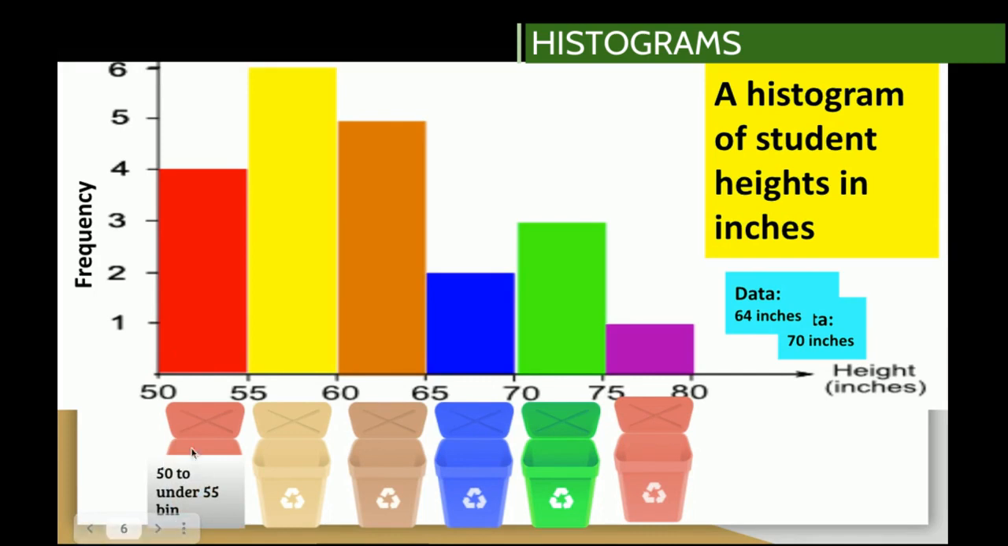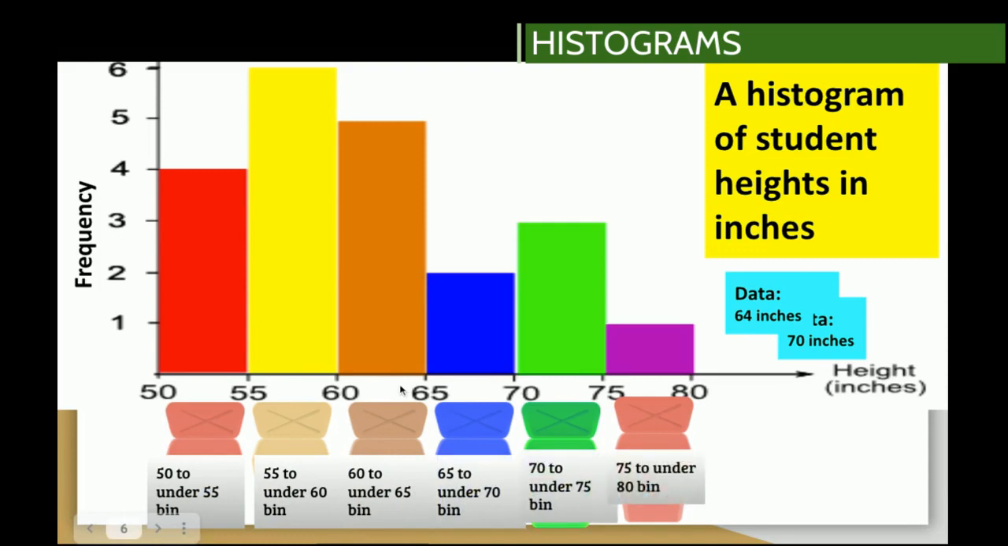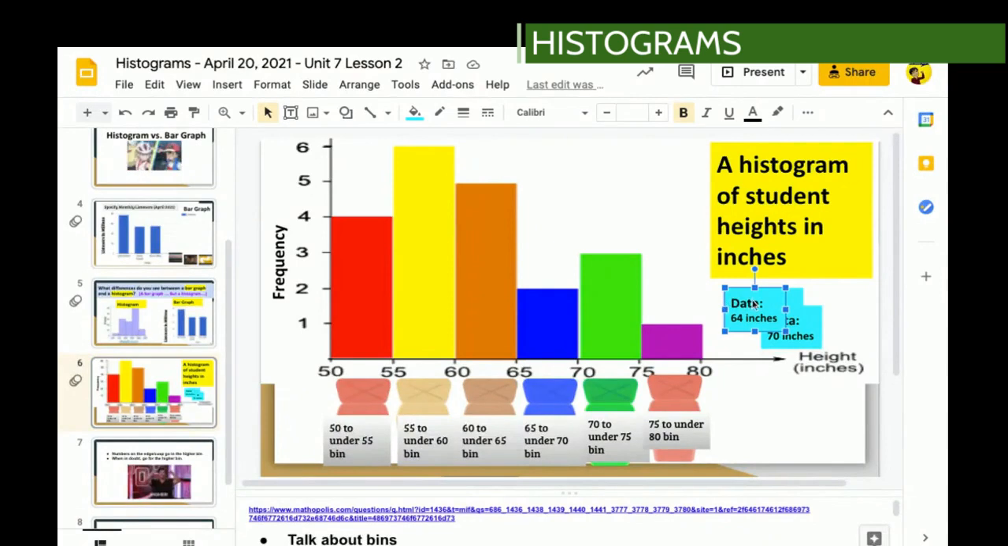For example, this is the 50 to under 55 bin. This is the 55 to under 60 bin. The 60 to under 65 bin, and so on and so on. Okay, so that's really important to know that this is 50 to under 55. Any data that's 50 to under 55 would go here. Any data that's 75 to under 80 would go here.